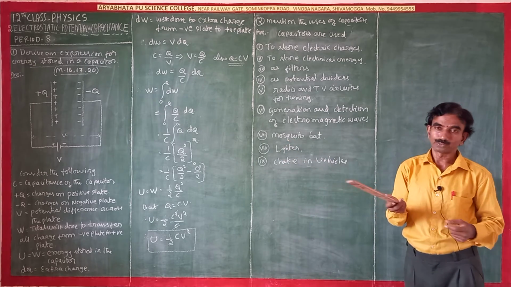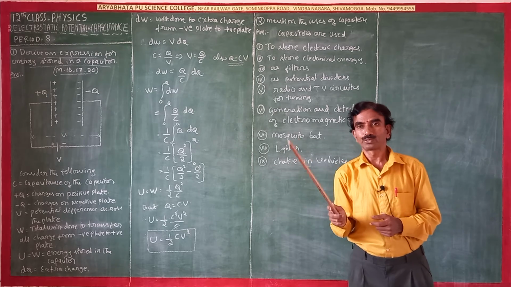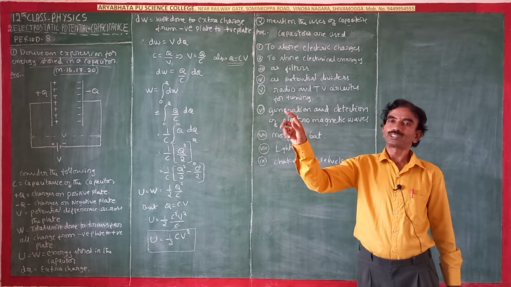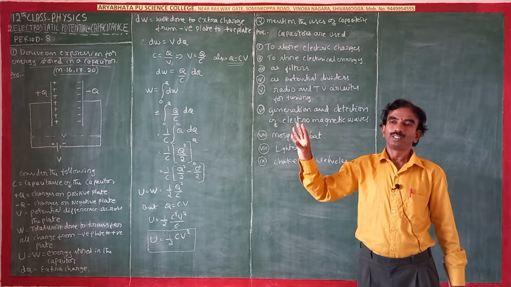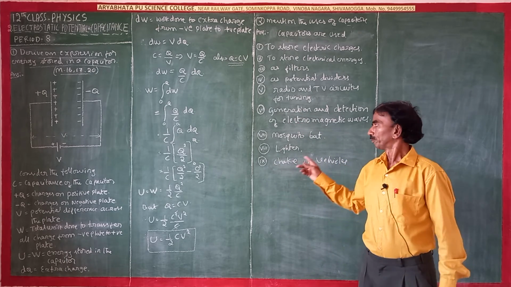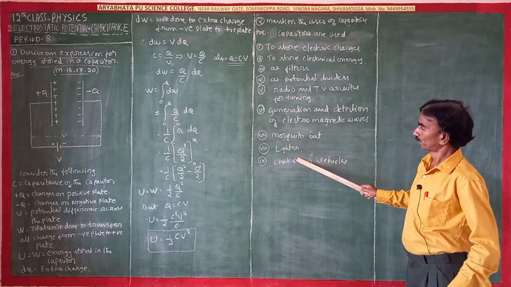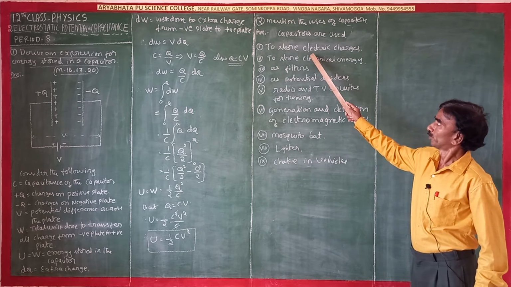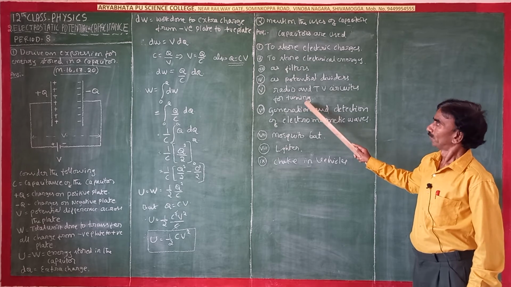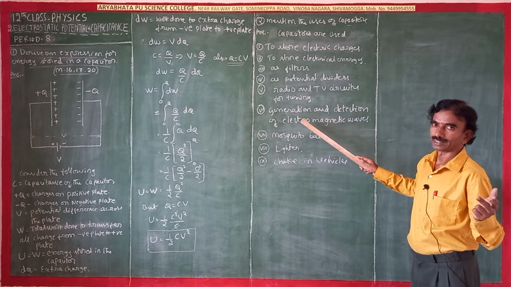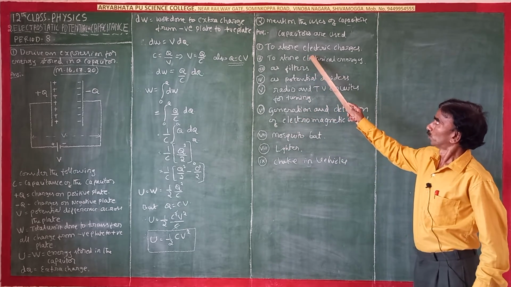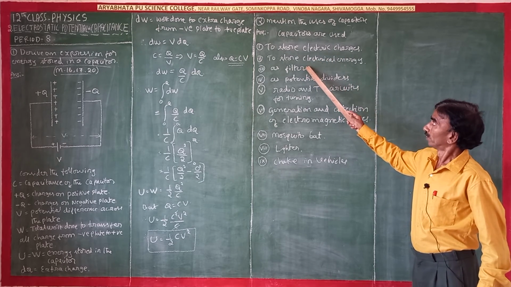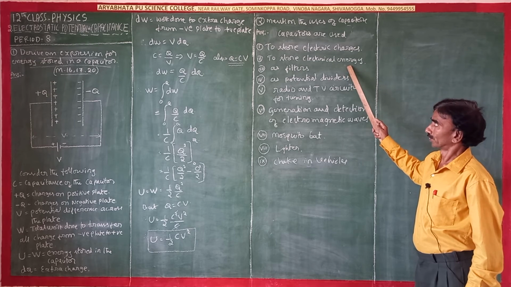Mosquito bat, I have shown the mosquito bat. If you press the button and just touch the mosquitoes, they will be smashed. So these are familiar examples. In the textbook, other examples are also given, and you can write any of them in the examination. To store electric charges, so that is the first use. The second one, to store electrical energy.